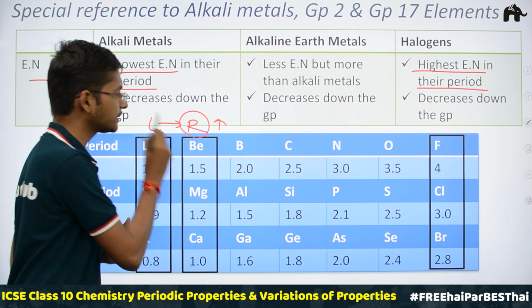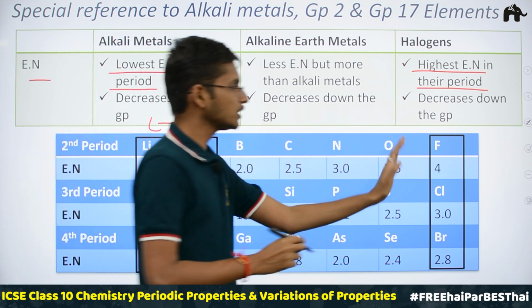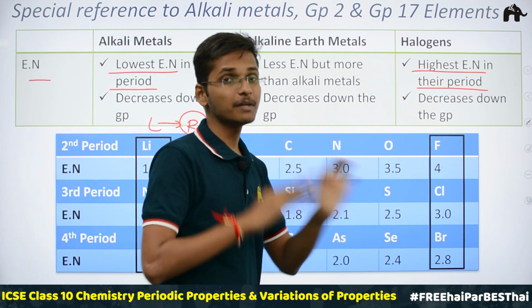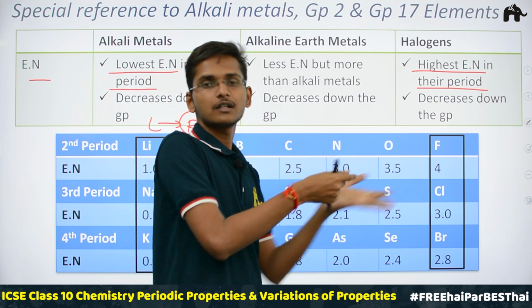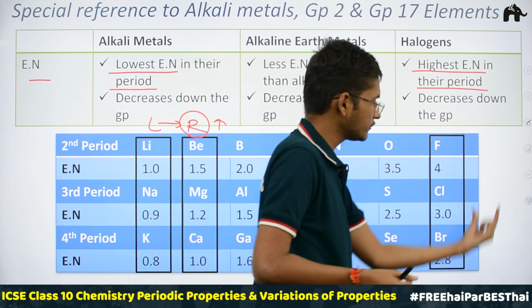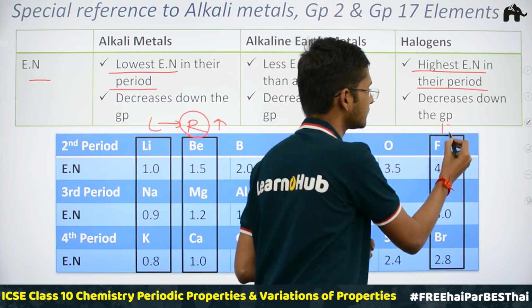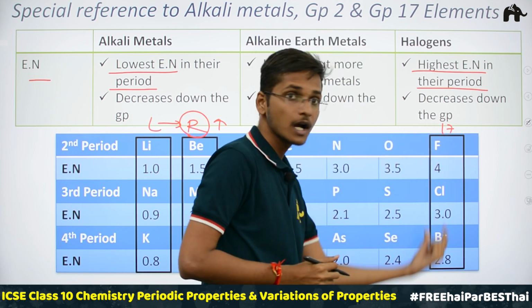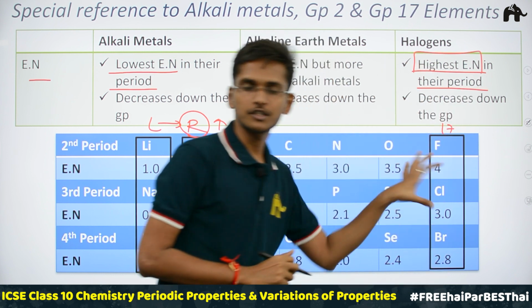And to the extreme right, the values would be highest. At the extreme right, we know noble gases are present, but noble gases don't show electronegativity, right? That's why. So which group of elements would be there at the extreme right? It would be group 17, right? So group 17 elements would show the highest electronegativity values. In this way we can remember.